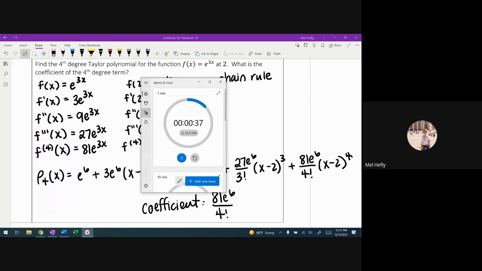Okay. So does this look right? I think so. We have to simplify the coefficient, right? Perfect. Make sure for the second one, your coefficient should be a number. So you should be plugging in something for x. So you should be the third one.